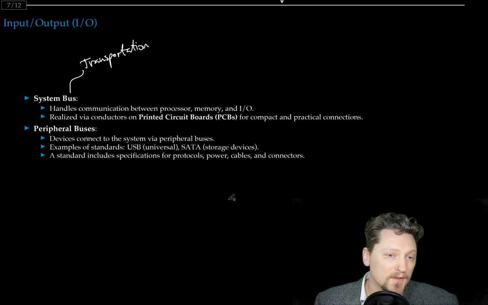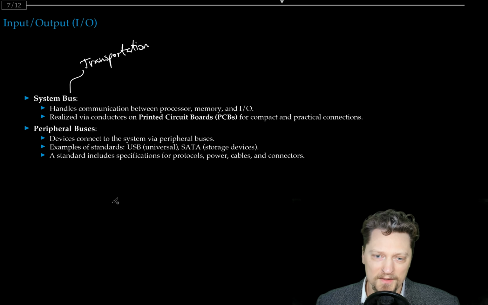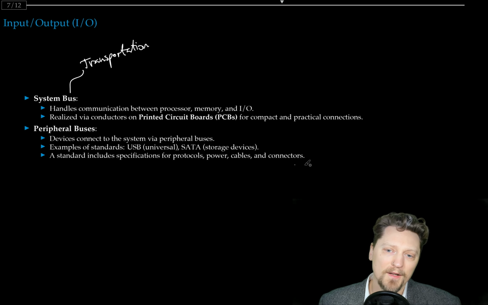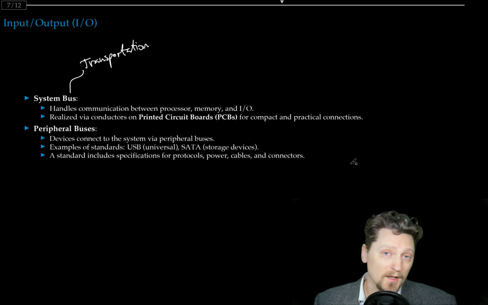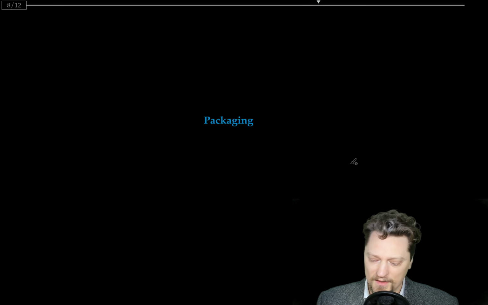So we haven't really talked about standards much yet, and we will more as we continue, but a standard includes specifications for protocols, power, cables, and connectors. And we're going to talk more about peripheral buses and communication between the system and peripherals in the coming chapters. Specifically chapter 3, we're going to get into a lot of detail. So that's input and output realization.